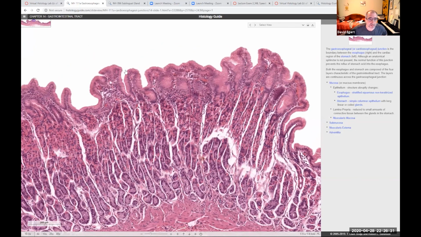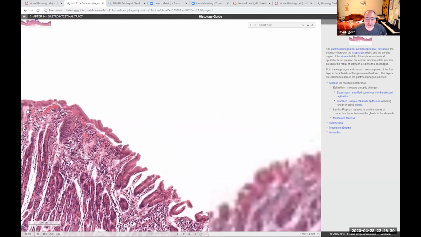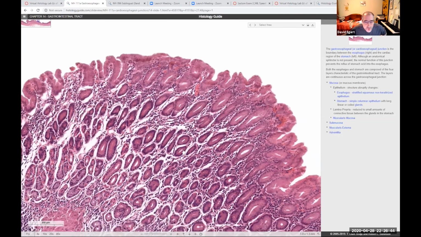Like right here, think about this. Here's columnar epithelium coming down into a pit. But what you're looking at over here, where we were a few seconds ago, are a whole bunch of those pits that have been cut at an angle, like I was showing you on that picture a little earlier. So it can get really confusing looking at these slides.